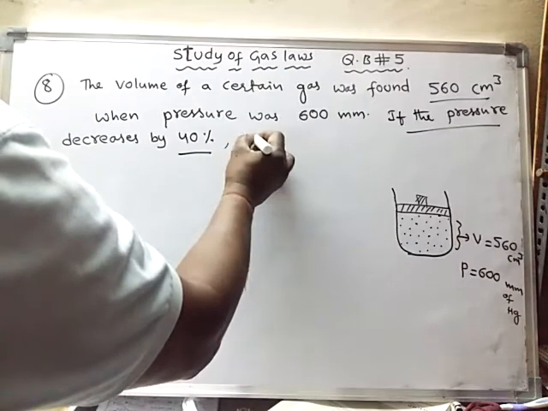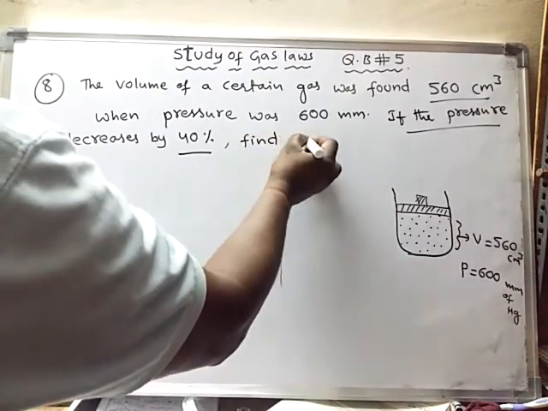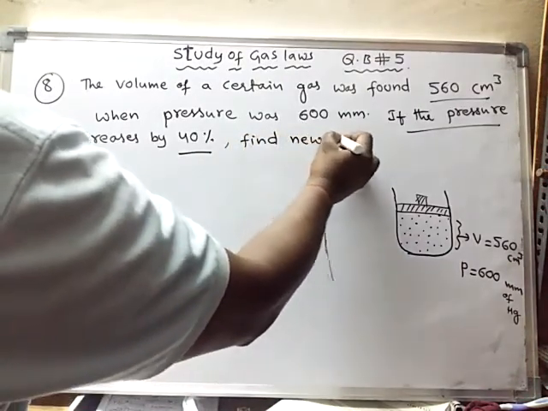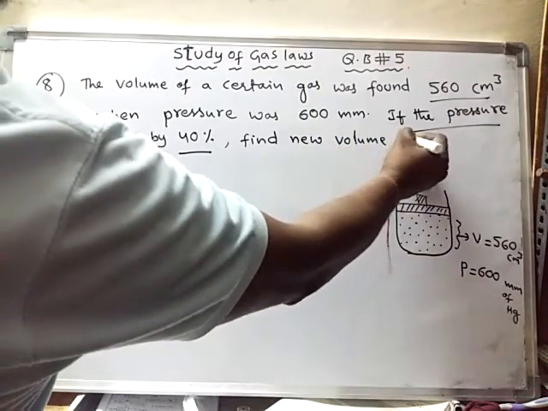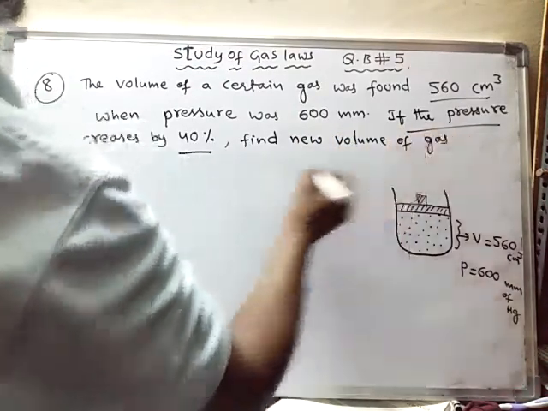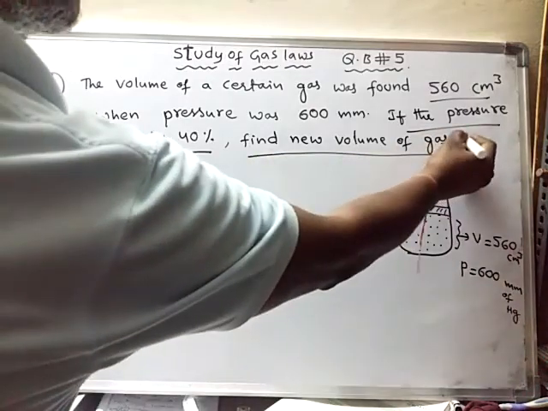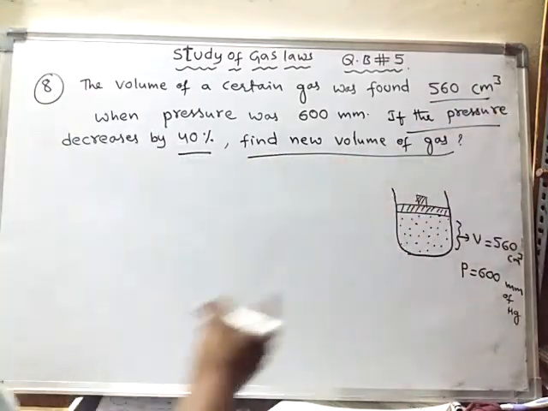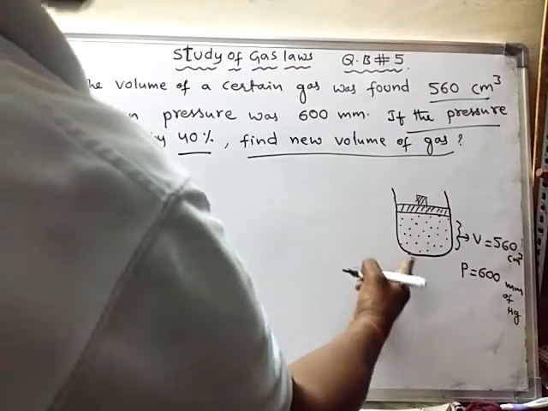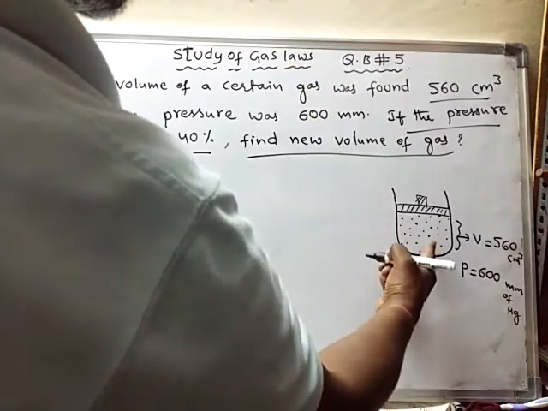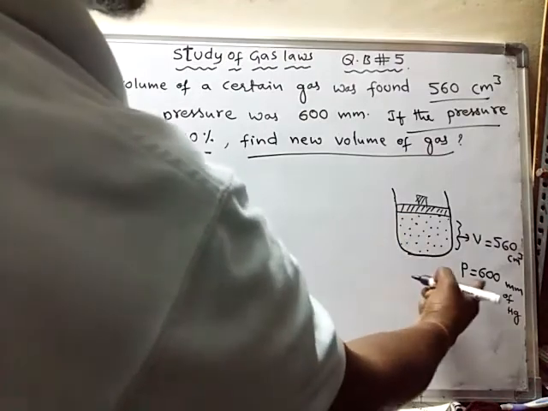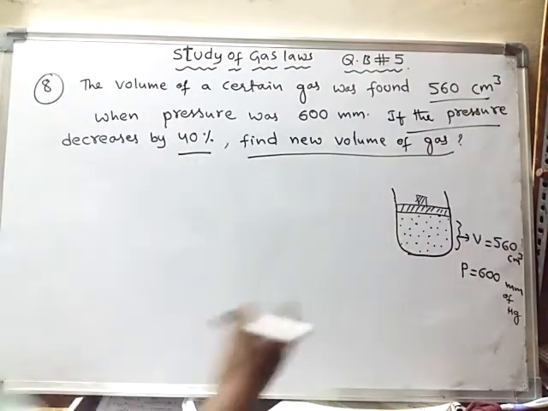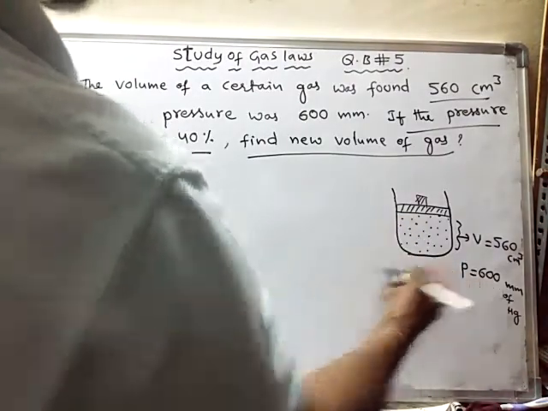Find new volume of gas. How to find new volume of gas? See here the conditions: the gas is present whose volume is 560 centimeter cube and whose pressure is 600 millimeters of mercury. That means that gas is under this much pressure.